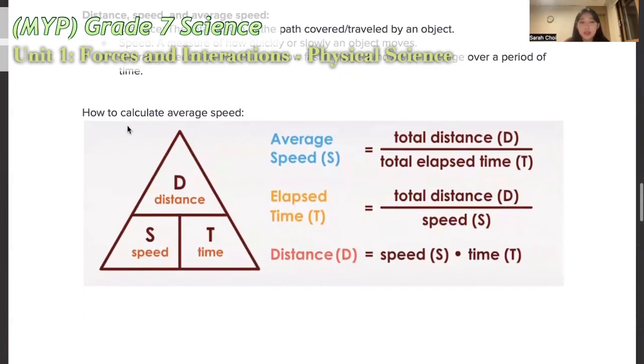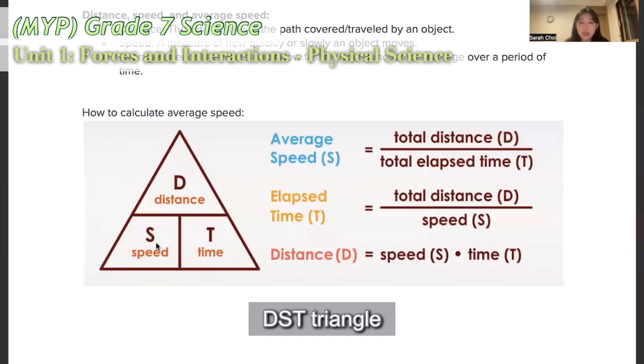So an easy way to memorize calculation of any of these sectors is to use the distance, speed, and time triangle, where distance comes first, speed comes second, and time goes third. Basically the concept is a triangle, so if it's S, it's distance over time. So average speed would be distance over time, and time would be distance over speed, and distance would be speed times time.